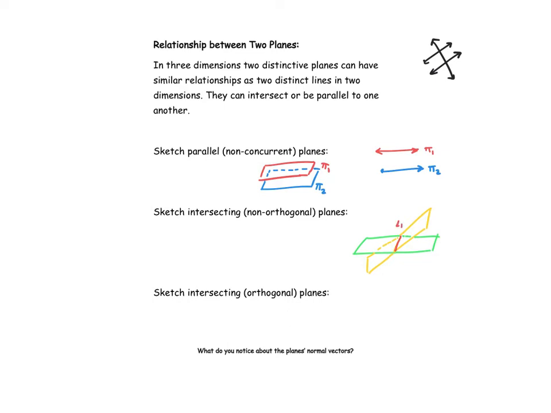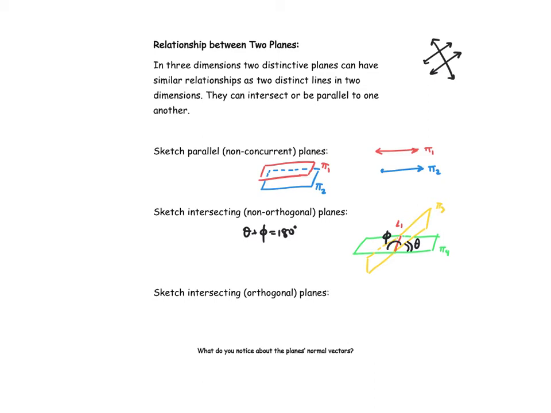Okay, so pi 3, pi 4, they intersect at a line. Now the angle between the planes, right, this angle theta and this angle, let's call it phi, those add to 180. All right, so theta plus phi is equal to 180.